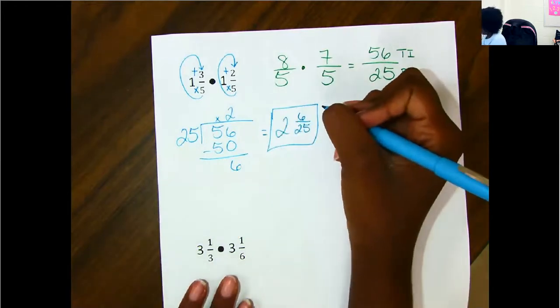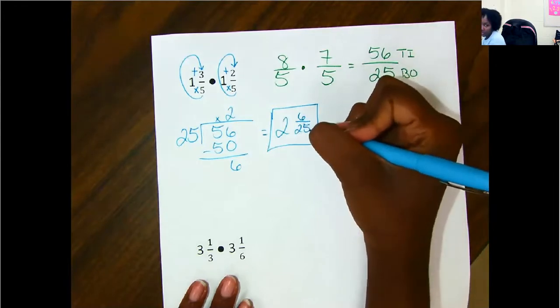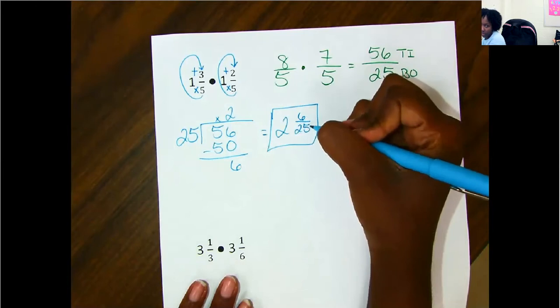And I did forget, make sure that your fraction is still simplified. I have a 6 and 25. There's nothing that will go evenly into both of these, so I'm good here.